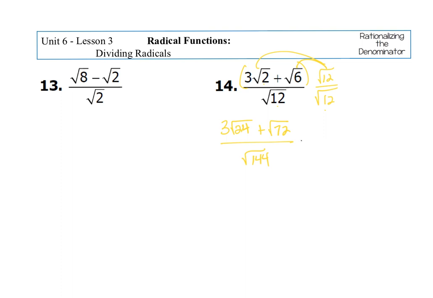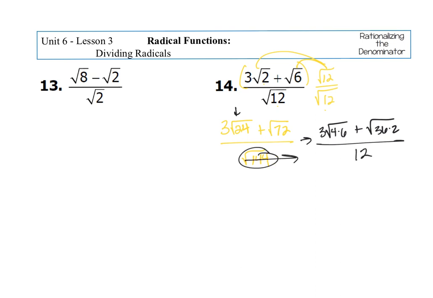Okay, now we have to go through and simplify our numerator. 3 square root 24. Okay, this first term. 24. Which perfect square goes into 24? That would be 4 and 6. So this would be 3, and we're going to say this is 4 times 6. And say plus, the square root of 72. Half of 72 is 36. And 36 is a perfect square. So we have 36 times 2. Now what is this all over? The square root of 144 is just the number 12.